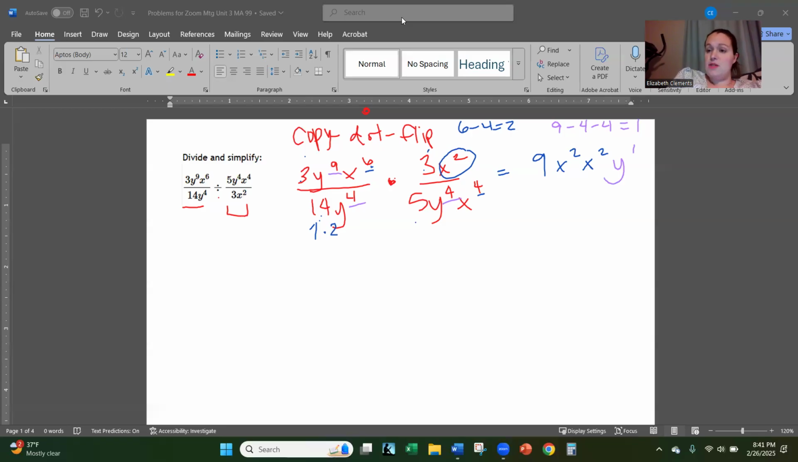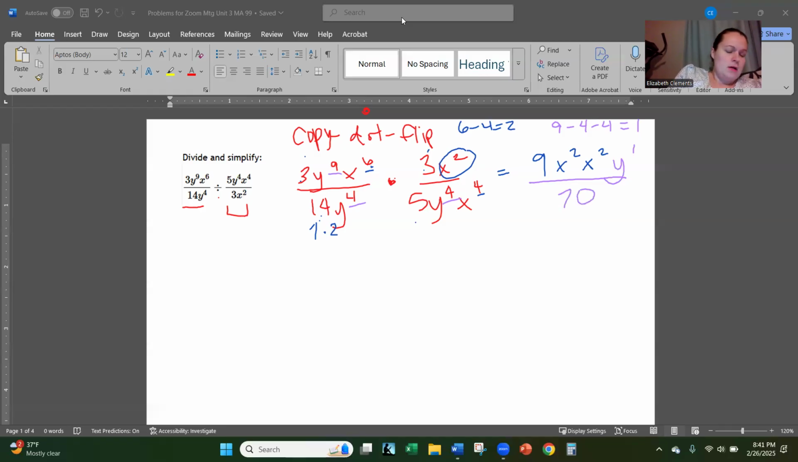I'm always going to put them on the top, even if they end up being negative. I can move them down later when we're moving our negative exponents. Remember, you flip them to the opposite side of whatever they were on, numerator to denominator, denominator to numerator. Okay. And then all over, and then we have 14 times 5, and 14 times 5 gives us 70.